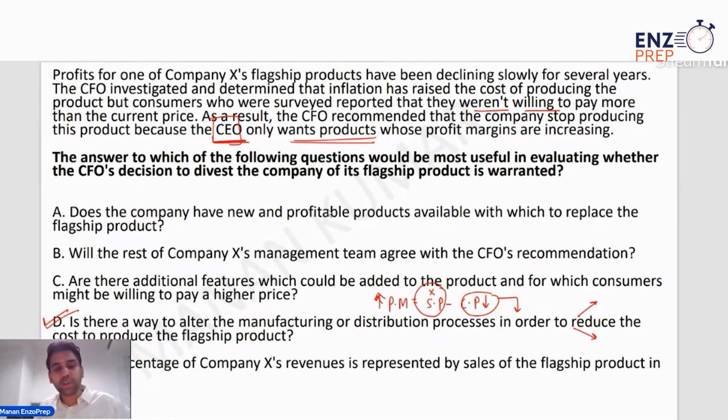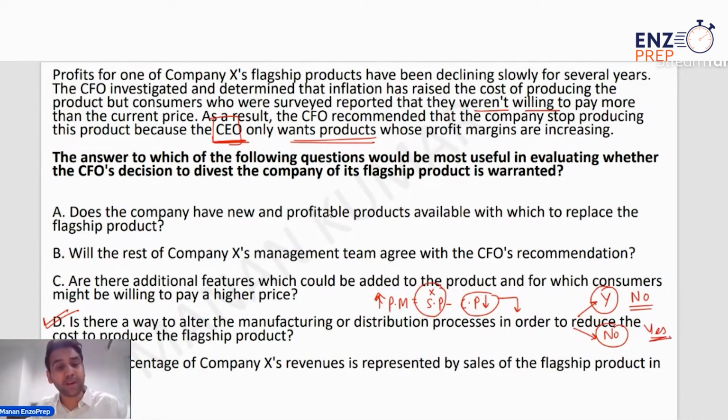Should we or should we not divest the company of the flagship product? If the answer to this question is yes, there is a way to reduce the cost price, then we should not divest the company of the flagship product. If the answer to this question is no, there is no way to reduce the cost price, in that case, we should definitely divest the company of the flagship product.